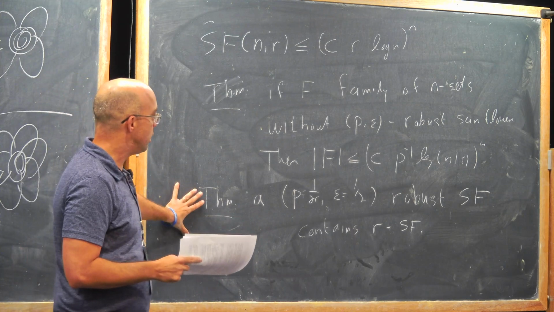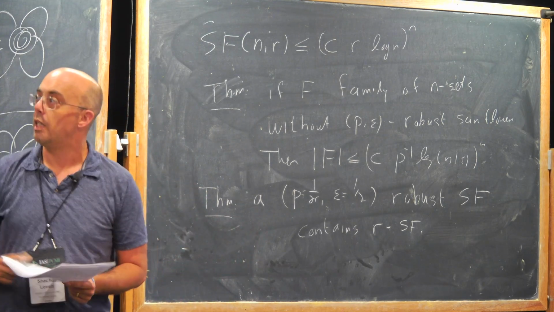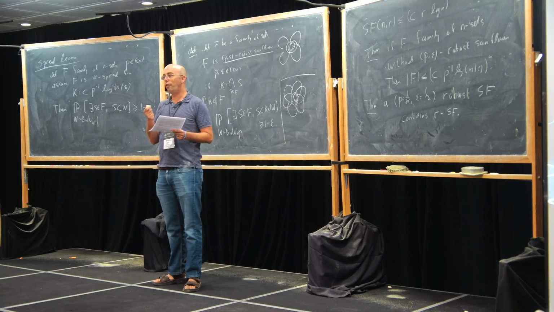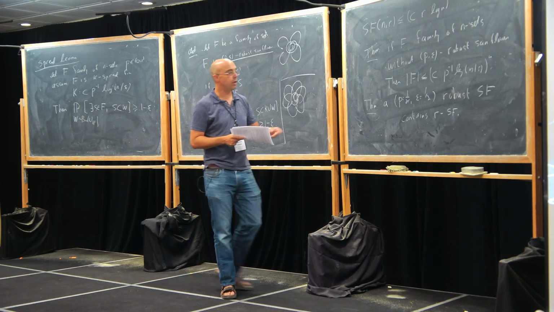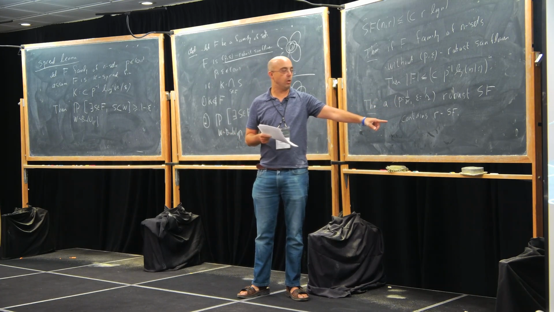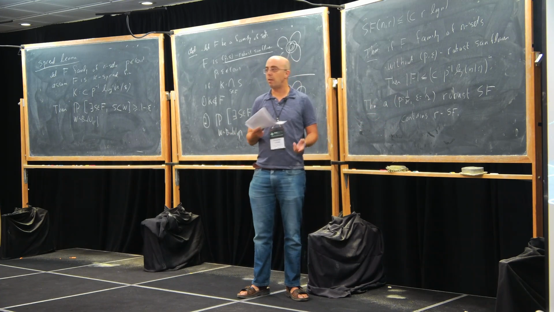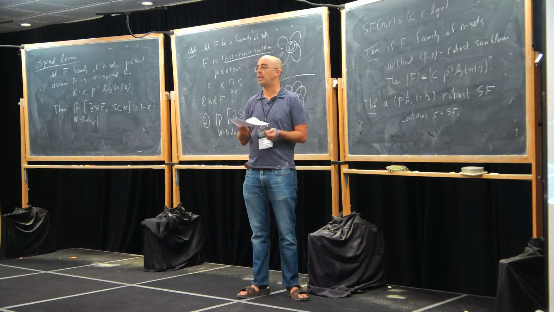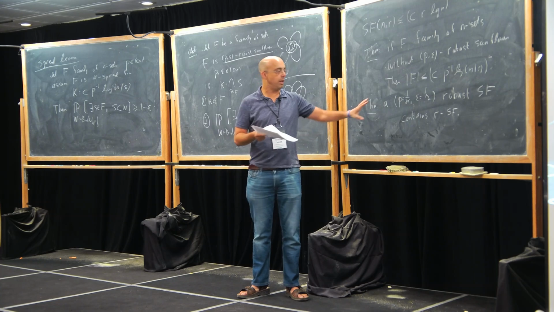The second one is basically in the same way we prove that if a family is K-spread, and K is large enough, it contains r disjoint sets. You can use exactly the same proof to show that if you have a robust sunflower, then it contains an r sunflower. And the way you do it, well, if the kernel is empty, it's exactly the same thing. If the kernel is not empty, you remove the kernel and then you apply it. So that's going to be a nice exercise for you to do in the problem set.